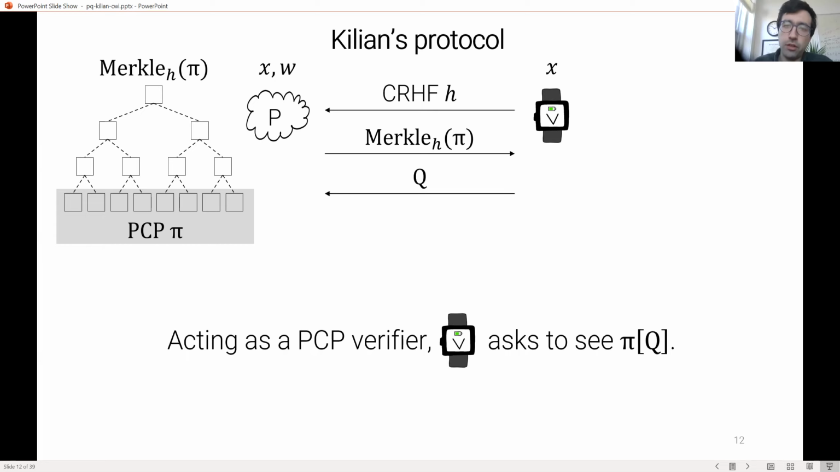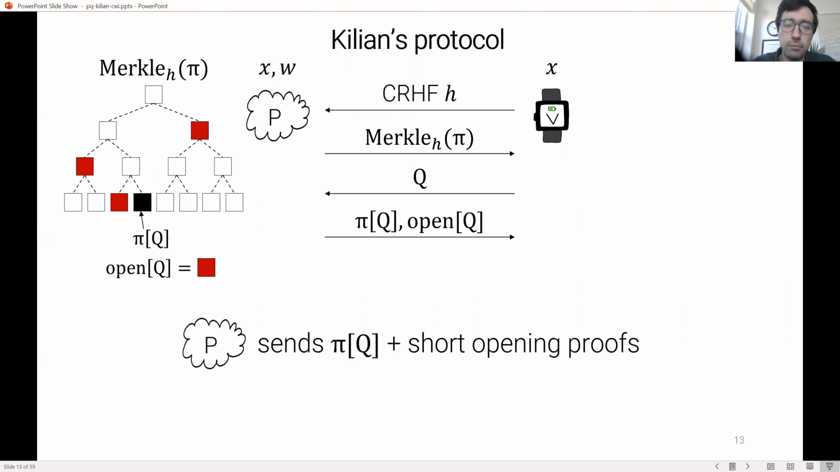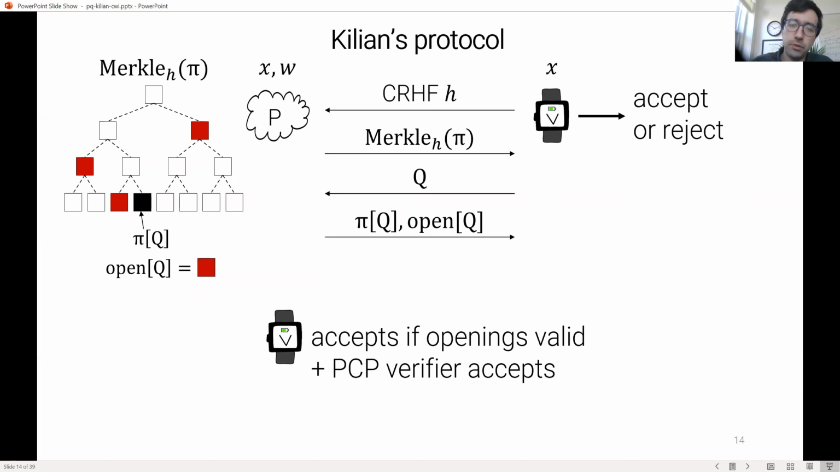Acting as the PCP verifier, the argument verifier is going to send a query set Q. So these are the queries that he's interested in making to the PCP string. And he's going to ask for the positions of the PCP at this query set. The prover is going to send those positions along with information that allows the verifier to check that these values were indeed the ones committed to at these positions. So these are called opening proofs. And then the verifier will accept if the openings are valid, and the PCP verifier accepts given pi restricted to Q.